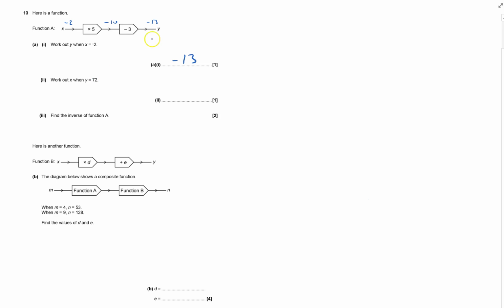Work out x when y is 72, so y is 72, this one's 72. Here, opposite, I'll have to add 3, so that'll be 75. And here I'll have to divide by 5, so that will be 15. 1 more mark. Find the inverse function of A.